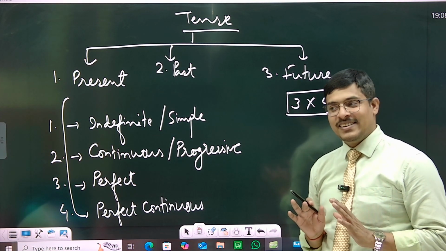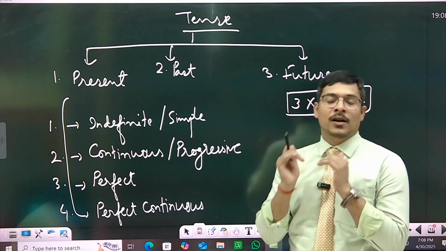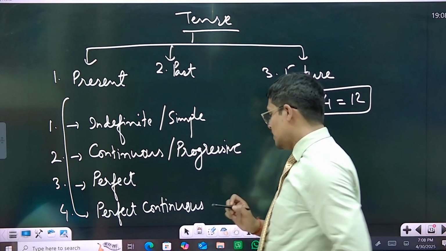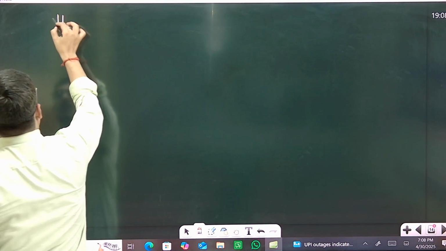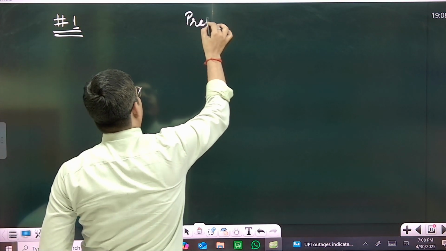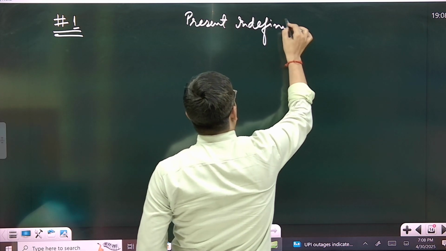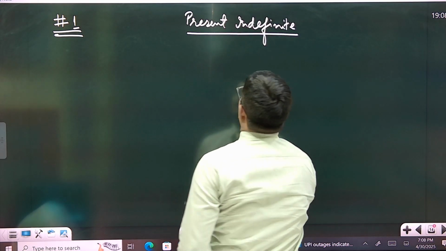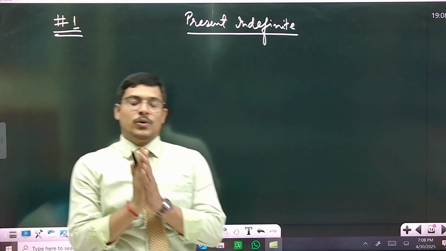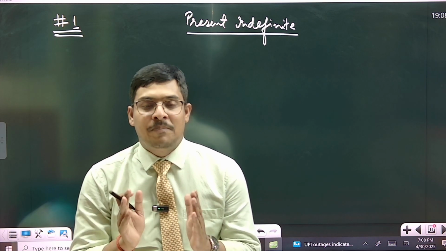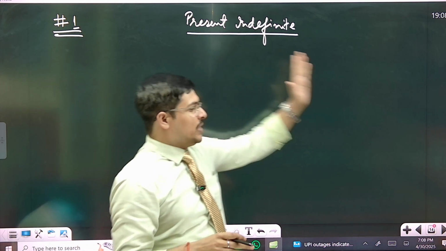They are very easy. We will discuss them one by one. First, we will talk about structure, and this will be followed by uses. So, without any further ado, let us start with box number 1. Box number 1, which is present indefinite, also known as present simple. Dear students, I will request you, do not fall into the trap of this Hindi English thing.